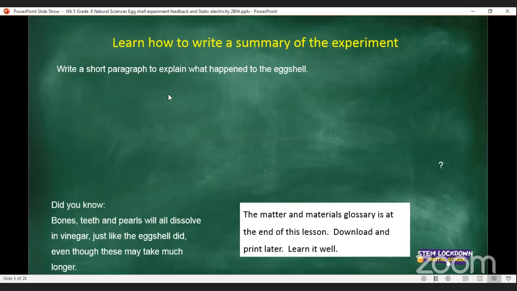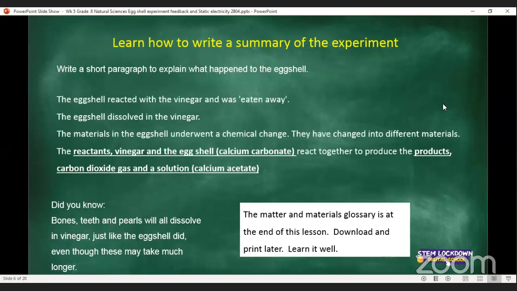Okay, so what I'm going to do today is teach you how to write a summary of the experiment. Because in your exams, they're probably going to ask you to write a short paragraph to explain, or they could use the word summarize, what happened in the eggshell experiment. So your answer is going to look something like this, and I'll explain it to you as we go along.